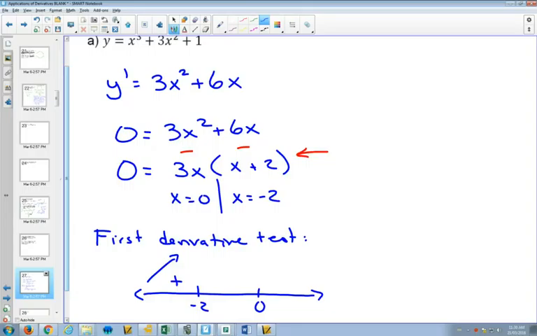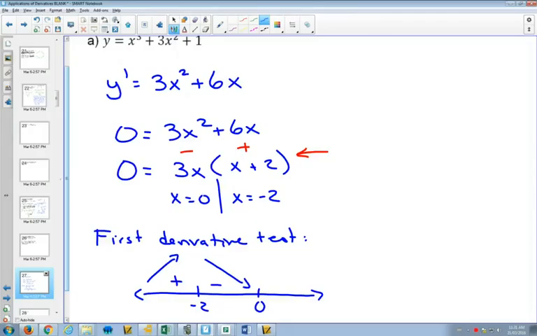If I try between negative 2 and 0, like negative 1, 3 times negative 1 will still be negative, but negative 1 plus 2 will be positive. And so negative times a positive is negative, and now we know that this function is decreasing. So at negative 2, we already know we have a maximum on our graph.